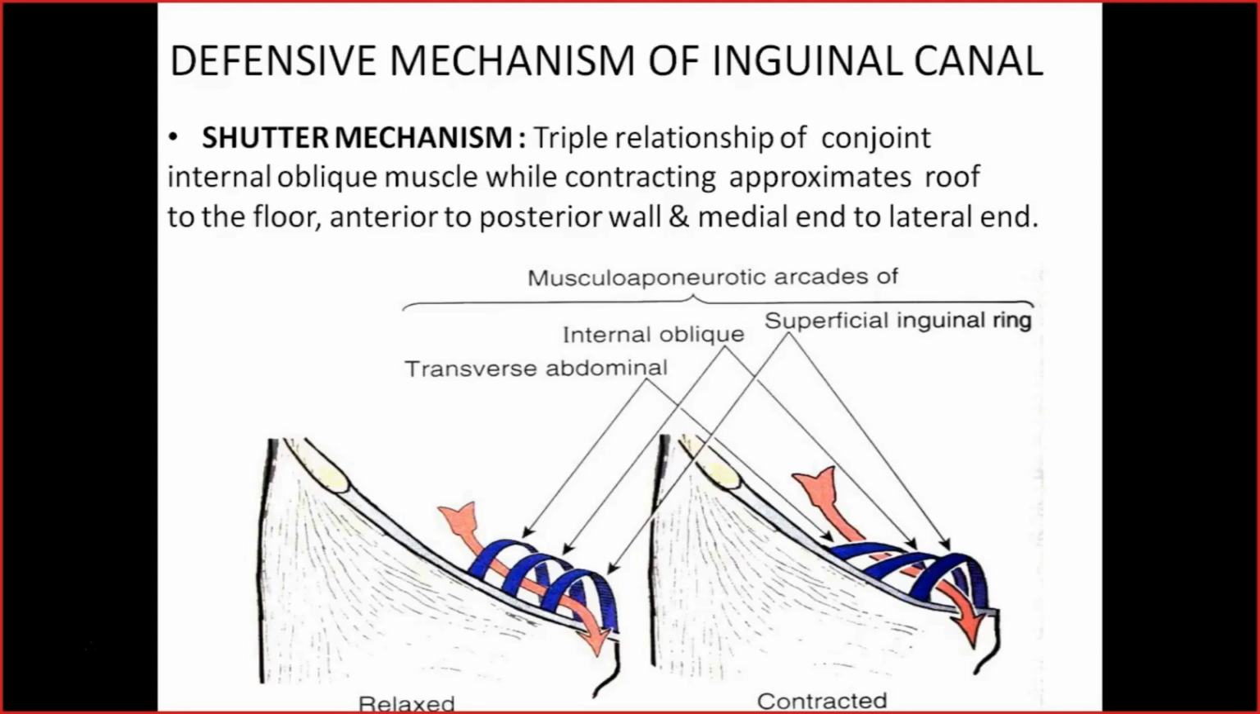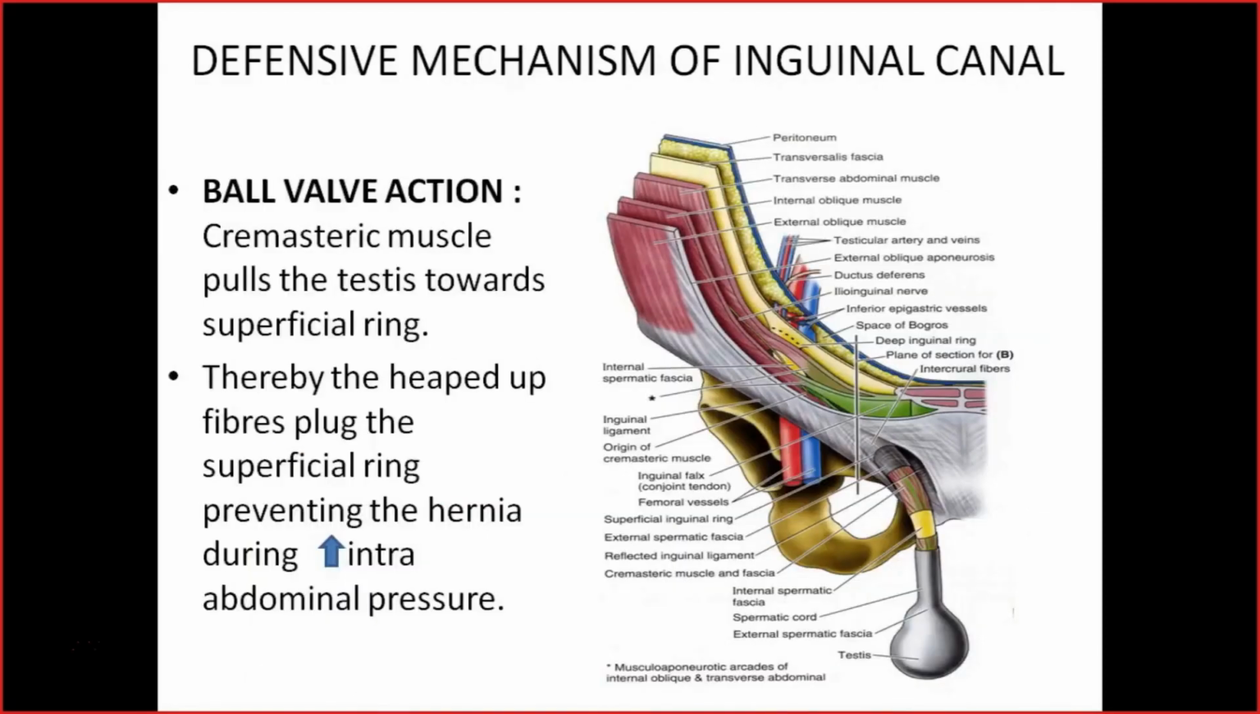So if any pressure is exerted from above, that is from the roof, it is approximated to the floor. If the pressure is more, the roof will be approximated towards the floor, closing the canal. The anterior wall is also approximated towards the posterior wall by means of its conjoint tendon fibers, so that it can avoid the entry of abdominal contents into the inguinal canal. Understood?